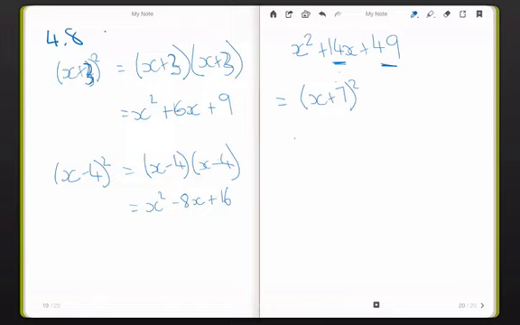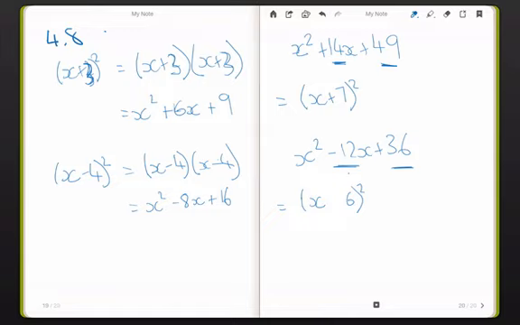So let's do another one here. This one, we'll do one with a minus sign this time. So we can have x squared minus 12x plus 36. Now we need to find a number that twice that number is -12 and the square of that number, which means multiplied by itself, is 36. Now what could that be? Well, it's 6.